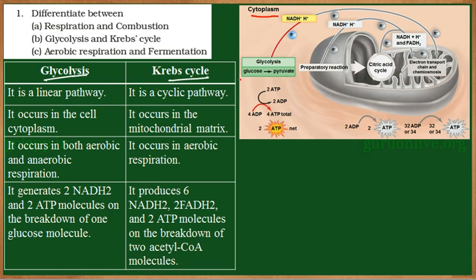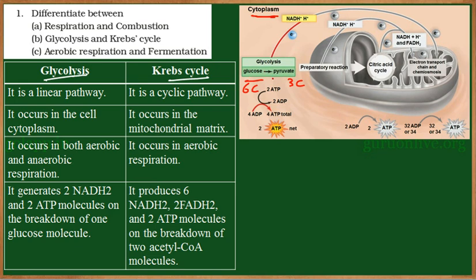So in this pathway, glucose, a 6 carbon compound, will be converted to a 3 carbon compound called pyruvate. It's a linear reaction. It is not in the form of a cycle. So this pathway, glycolysis, will be a linear pathway. The place where it takes place is the cytoplasm. So we can see that this reaction is occurring in the cytoplasm.